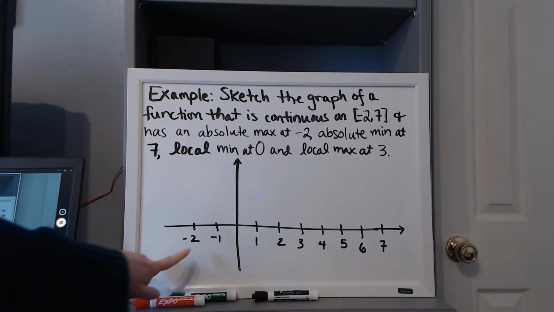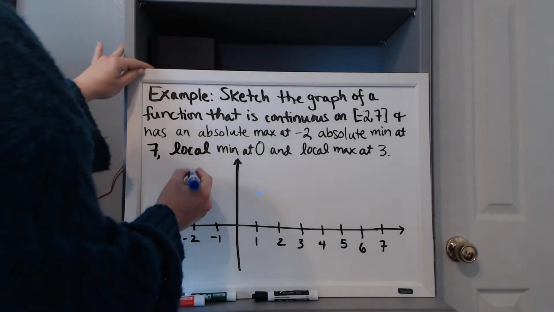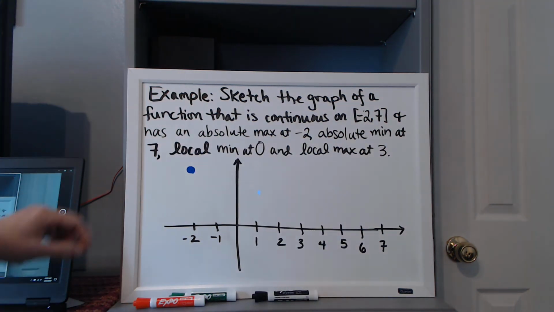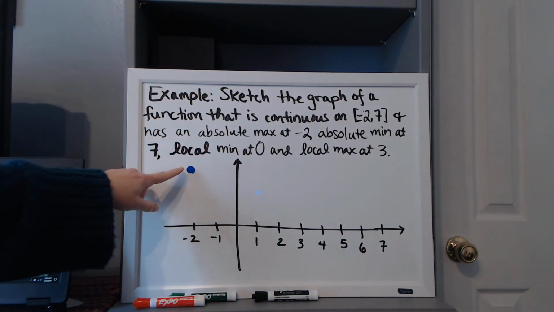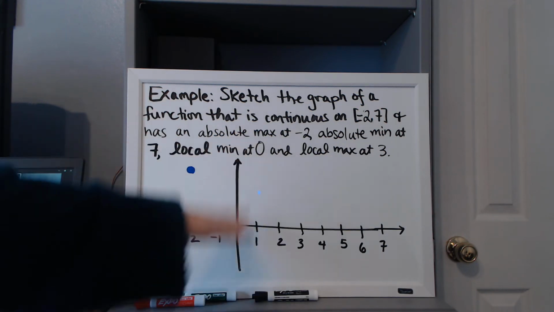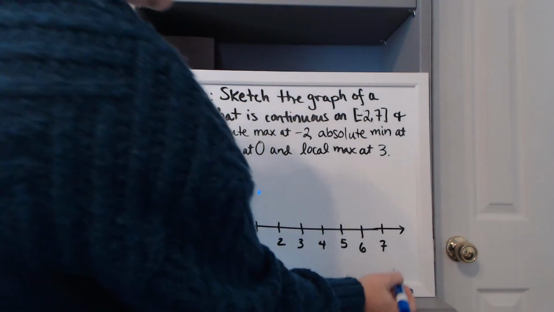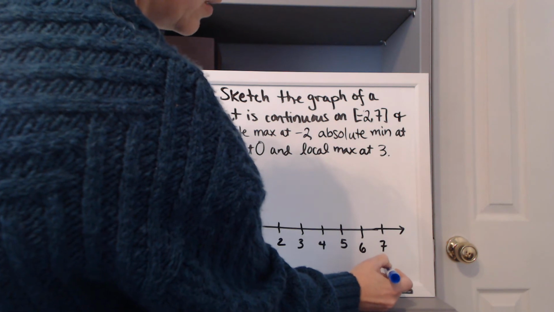So we need an absolute max at -2. So I'm just going to make a point high up here. This is going to be high, haha. This is going to be the highest point on our graph. It might not really be that high. We don't have a scale on the axis here. We want an absolute minimum at 7, so I'm just going to pick a low point over here.